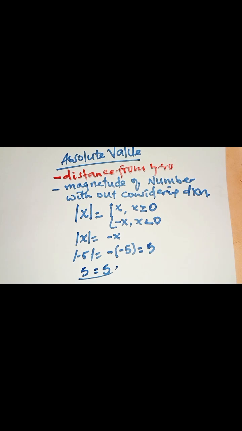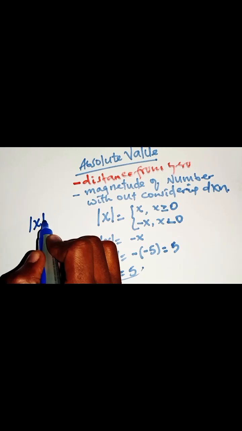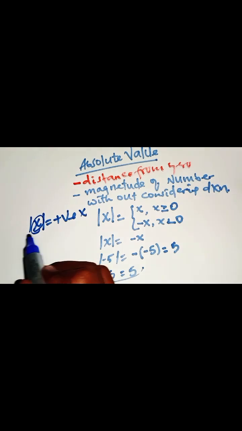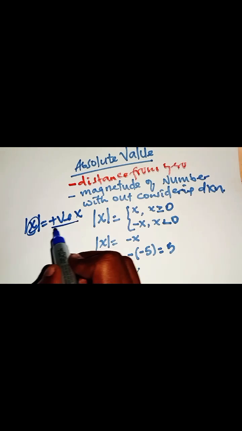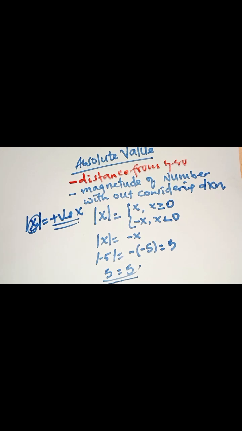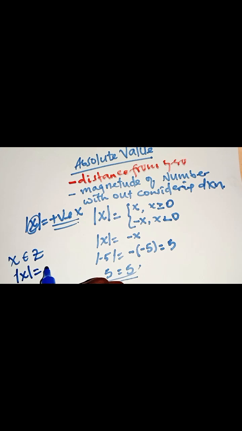So the absolute value of any number is always positive. Let's say x, so the absolute value of x, when we take this number outside of the absolute value, is always positive. So for any number x, element of integers, the absolute value of x is always positive x. So don't consider the sign of the number.